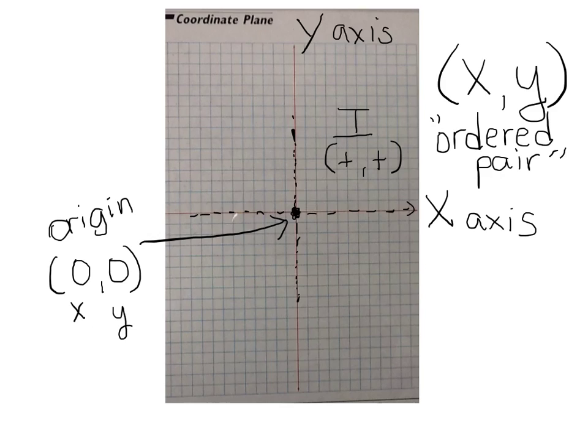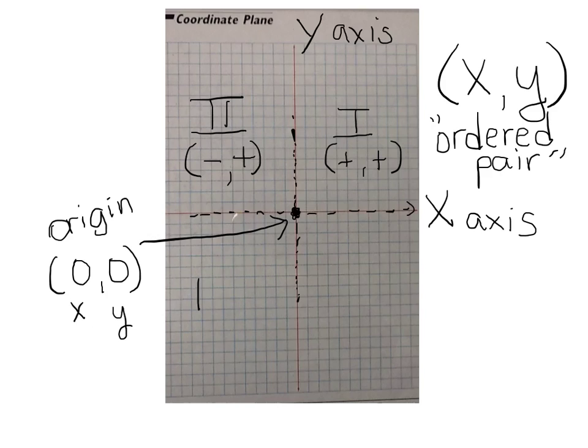They're both going to be positive values. All right. Now the second quadrant is over here on the top left. So we're going counterclockwise with our quadrants. All right. So the value of x for any point that's in the second quadrant would be a negative value, right? Because we're to the left of the origin. And the value of y would still be positive because we're above the x-axis.